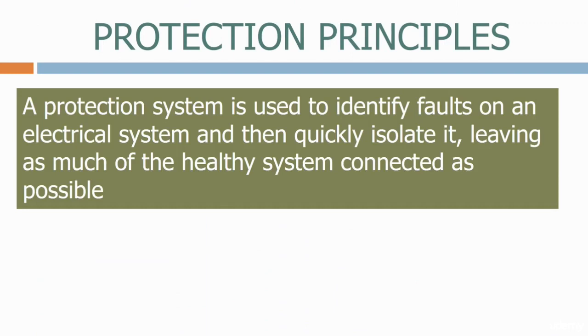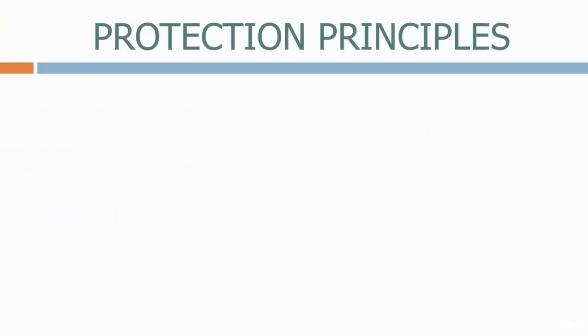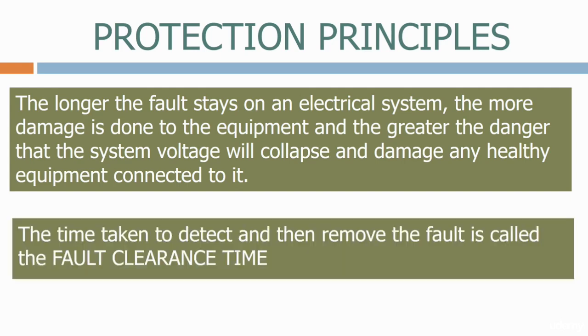A protection system is used to identify faults on an electrical system and then quickly isolate it, leaving as much of the healthy system connected as possible. The longer the fault stays on an electrical system, the more damage is done to the equipment and the greater the danger that the system voltage will collapse and damage any healthy equipment connected to it. The time taken to detect and then remove the fault is called the fault clearance time.